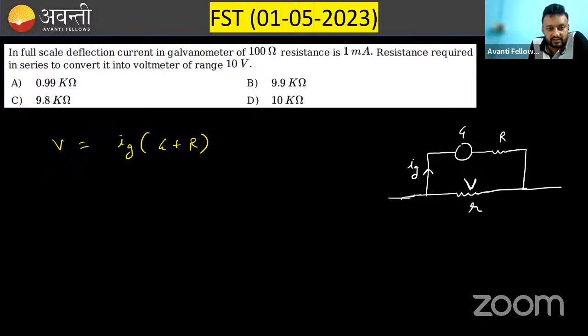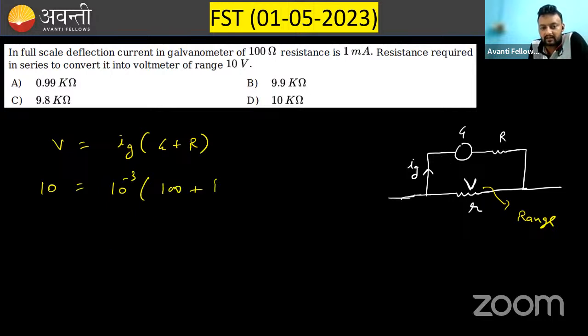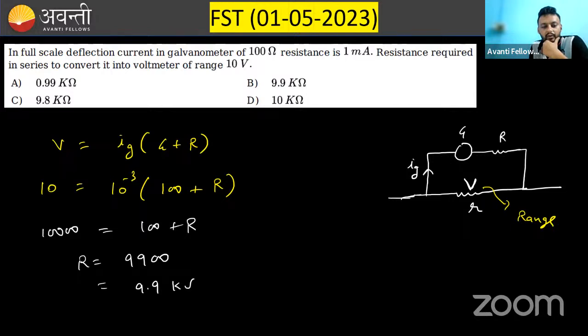Just place the values. V, the range, is given as 10 volt. 10 volt is equal to IG, given as 1 milliampere, that is 10 to the power minus 3, times the galvanometer resistance of 100 plus R. Transferring the 10 to the power minus 3 across, it becomes positive 10 to the power 3, so 10,000 is equal to 100 plus R. So R is equal to 9,900, or 9.9 kilo ohm, which is option number B.